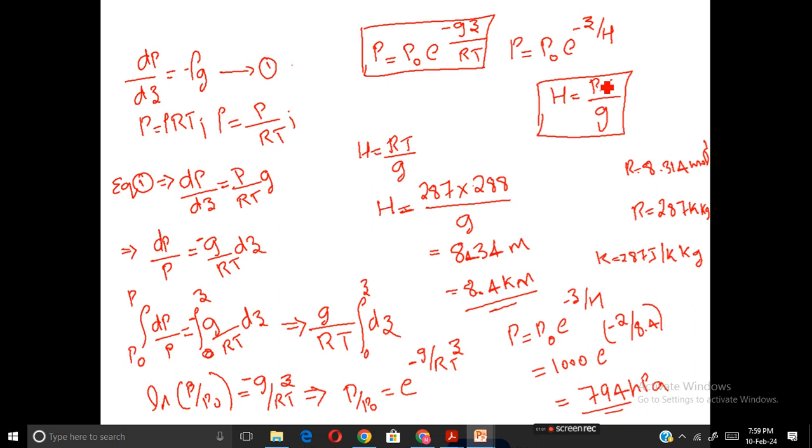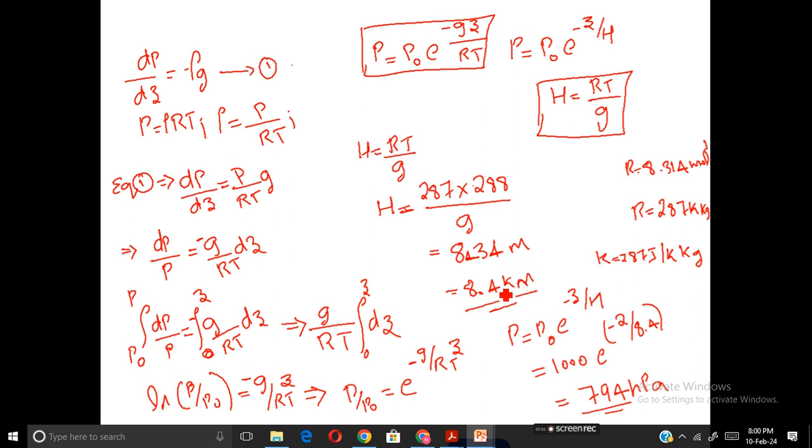We know R is basically 287. If we are writing in terms of kilogram, it is 287. 8.314 would be the value that you will be remembering. So in that case, we are writing with respect to number of moles of gas. Here we are considering 1 kilogram of the gas. So that's why the value changes to 287. So the R value we know, which is 287. T has been given, which is 288. And G is also acceleration due to gravity. So we substituted it and we got a value of 8434 meter or 8.4 kilometer.